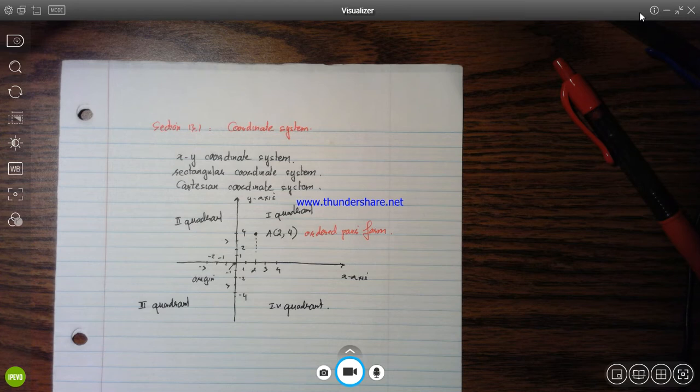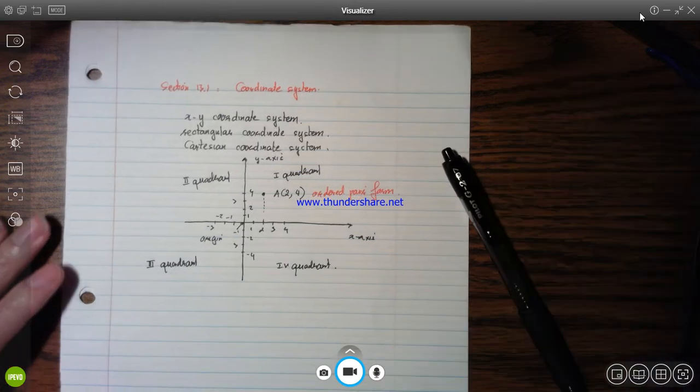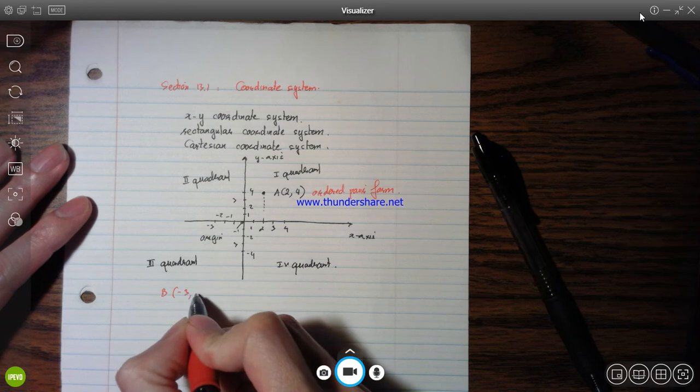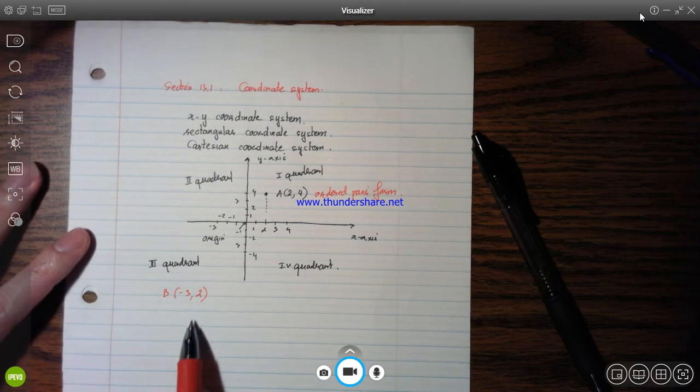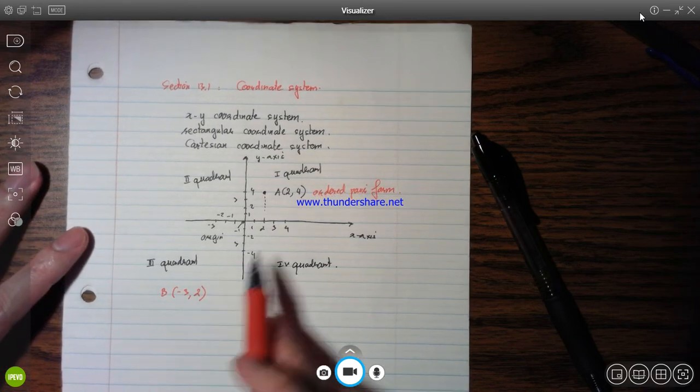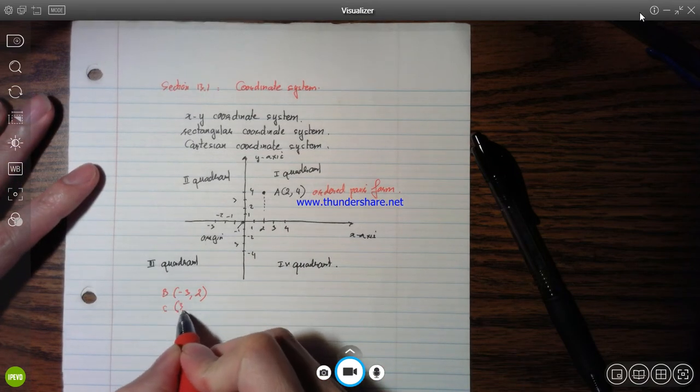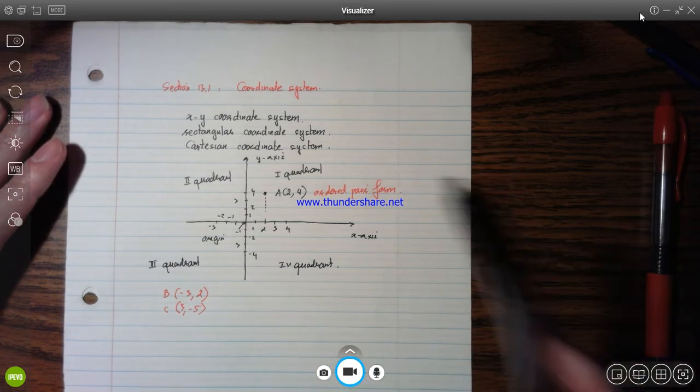So you can also have as many points as you want on the coordinate system. It depends on the question. If the question asks you to graph 5 points, you're gonna put 5 points on the coordinate system. Okay, for example, over here I want you to locate point B with coordinates -3, 2. The x component is the first coordinate of the point. Or point C has coordinates 3, -5. You can locate that on the coordinate system easily.